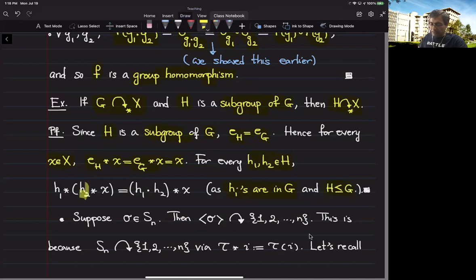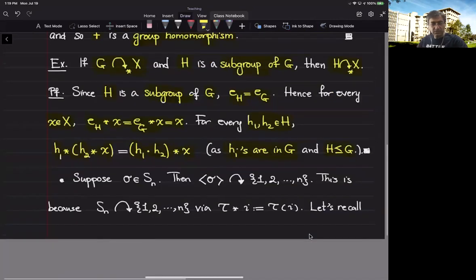Therefore, because the star is a group action, a G group action, I know that this is the same as h1 times h2. This multiplication happens inside the group G. But we know capital H is a subgroup of the group G, and therefore this multiplication can be viewed as a multiplication in the subgroup H, and we get the desired equality. Okay, so if I have an action of the larger group, then we get an action for all the subgroups. Let's see what this does to cyclic subgroups of the symmetric group.